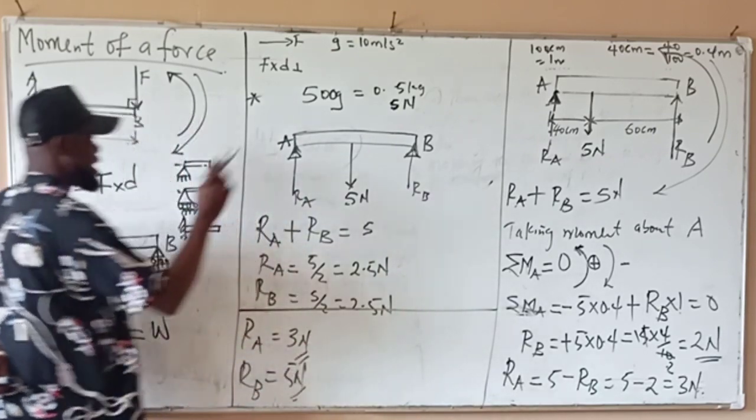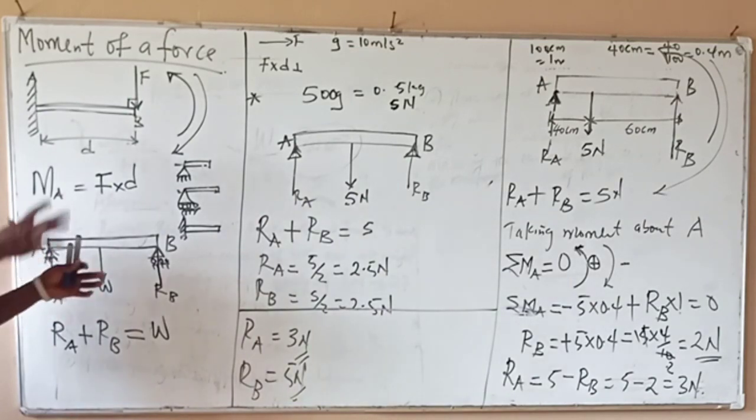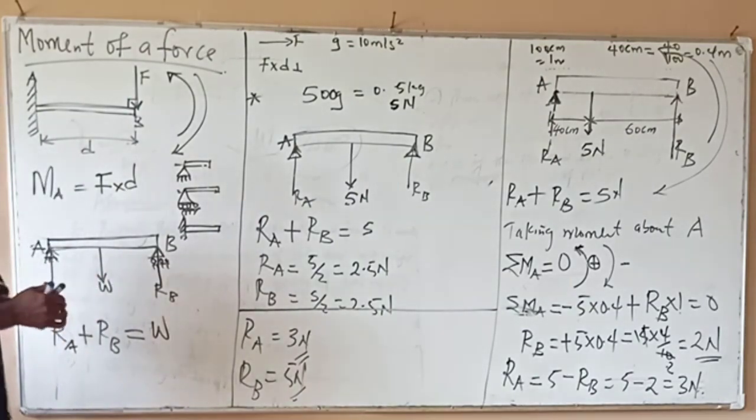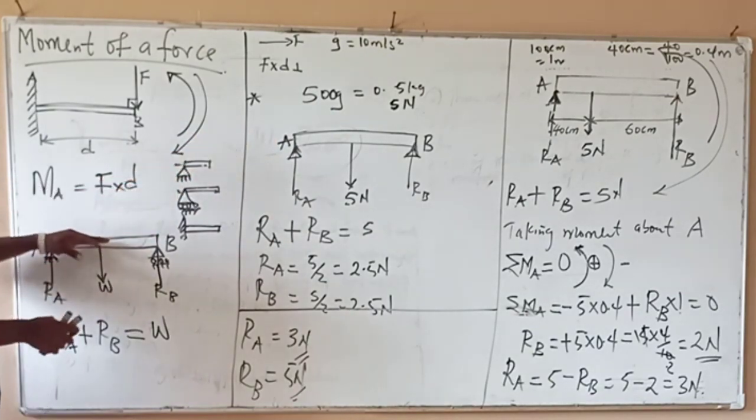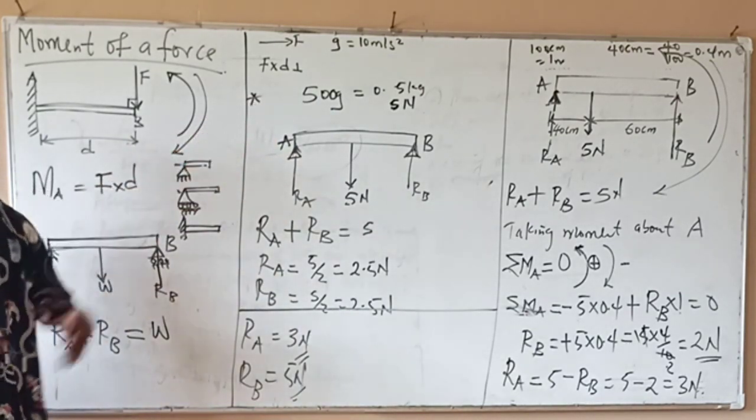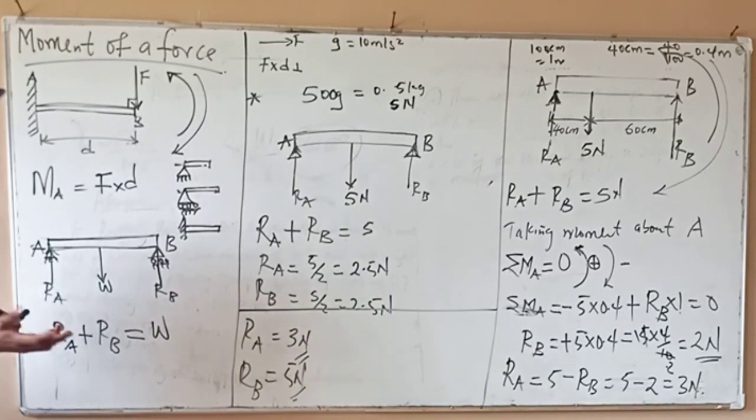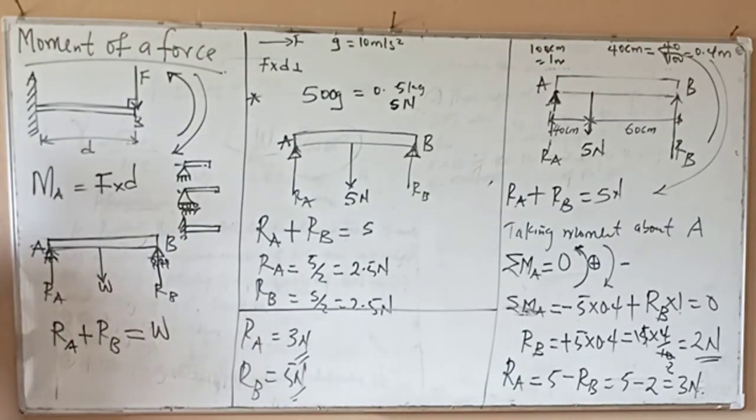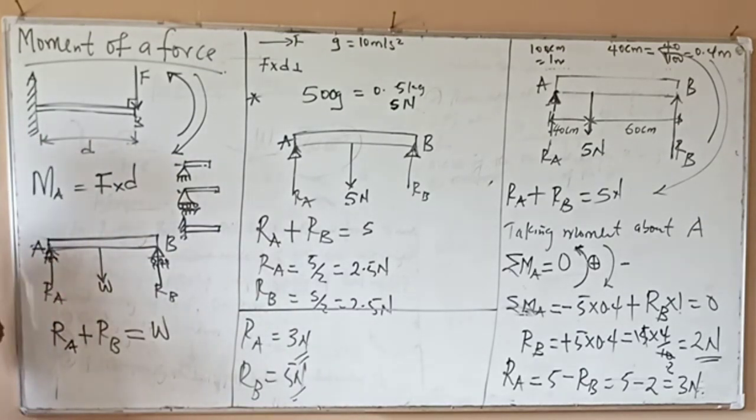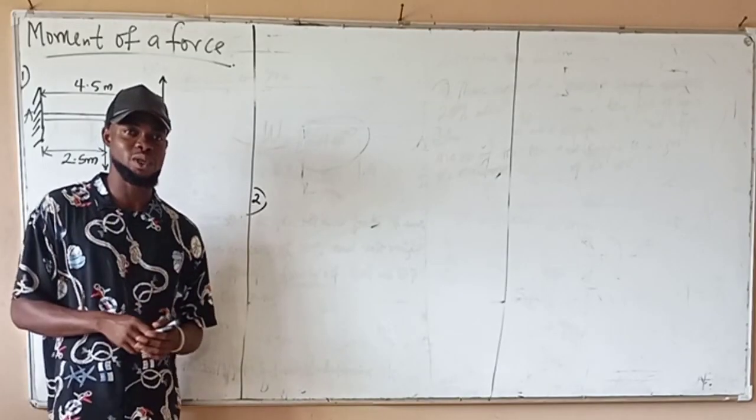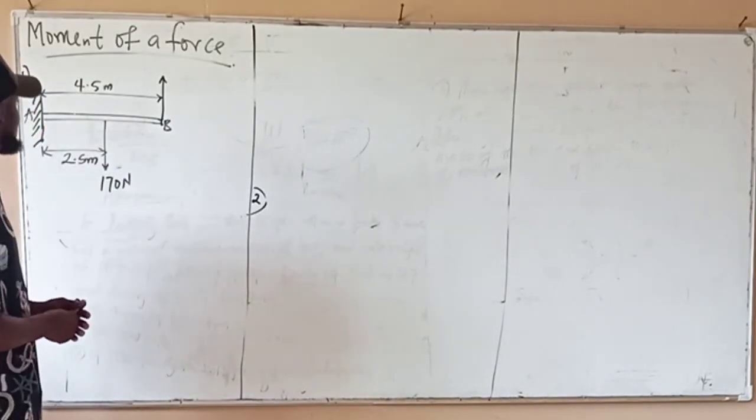So this is how you calculate reactions of beams. This type of beam is called a simply supported beam. You have a roller at one end and a pin at the other end. Now let's look at a question under this simply supported beam again. Then also look at the question under the cantilever beam. Right, let's look at this question, under the cantilever beam now.